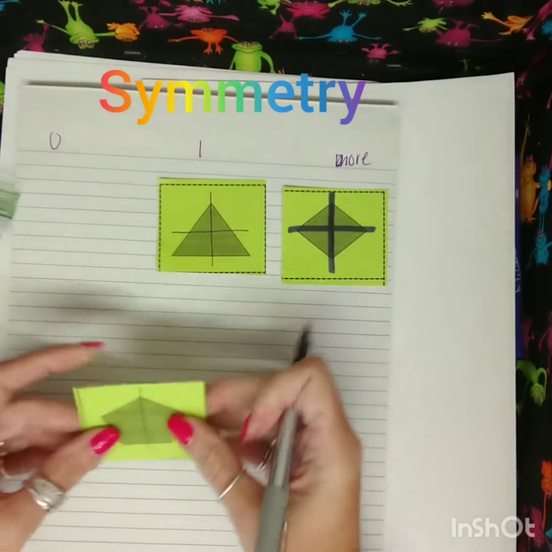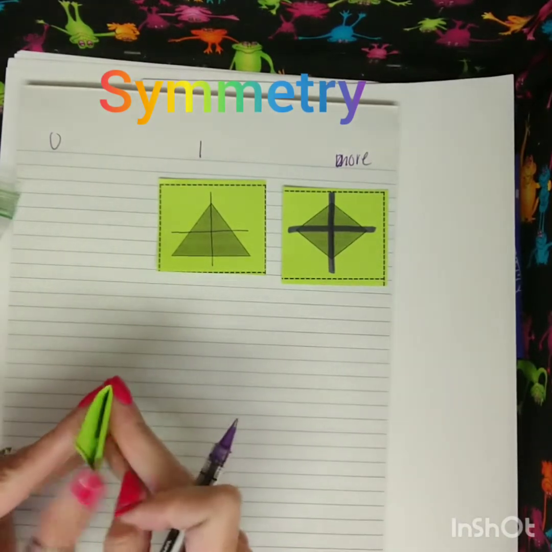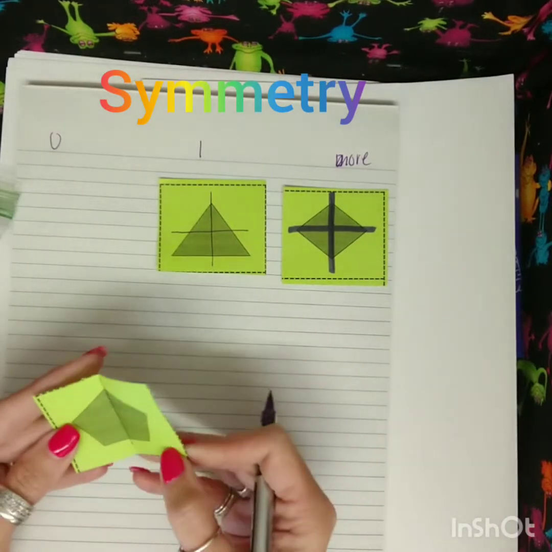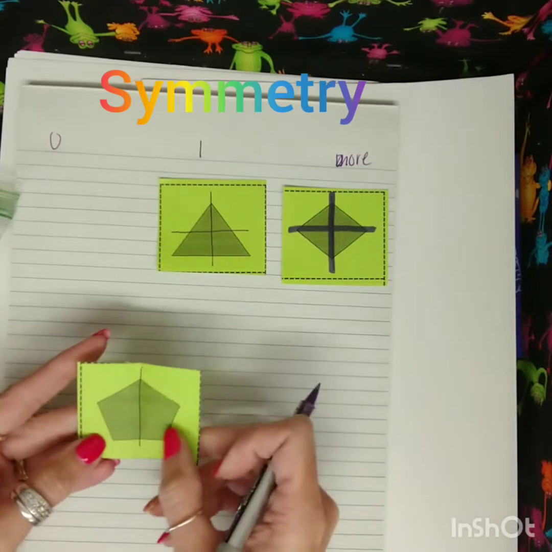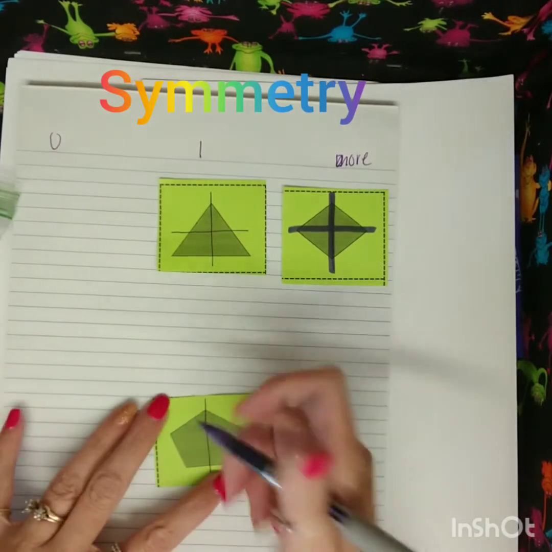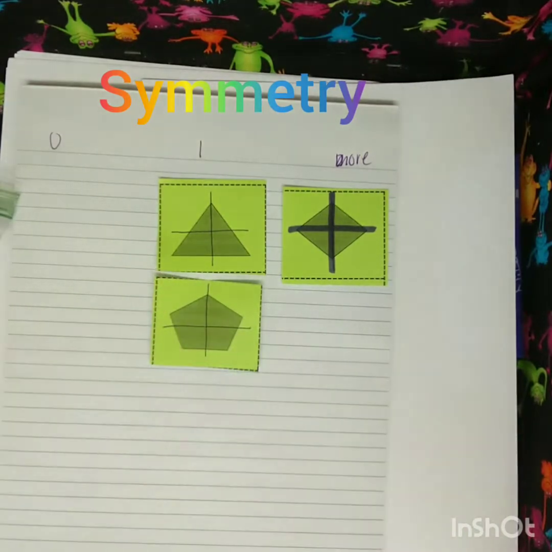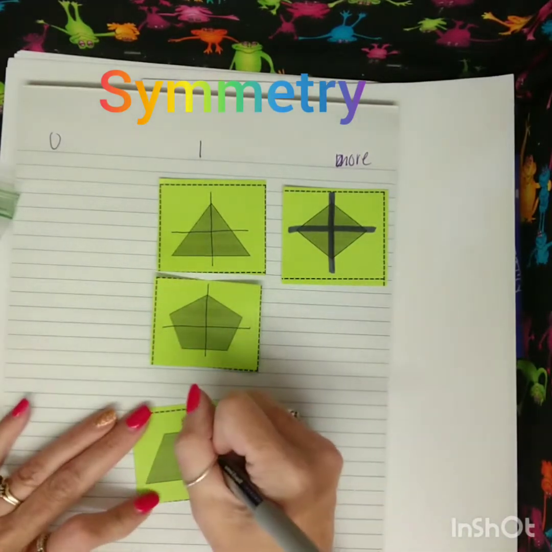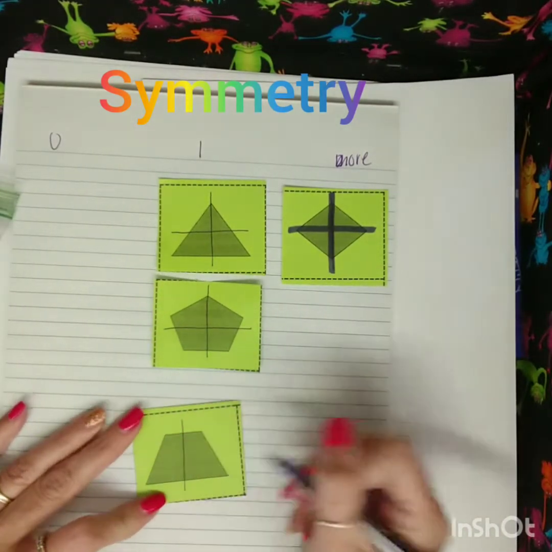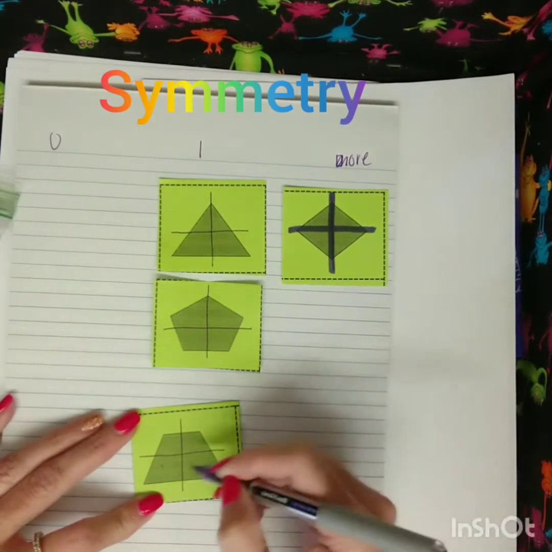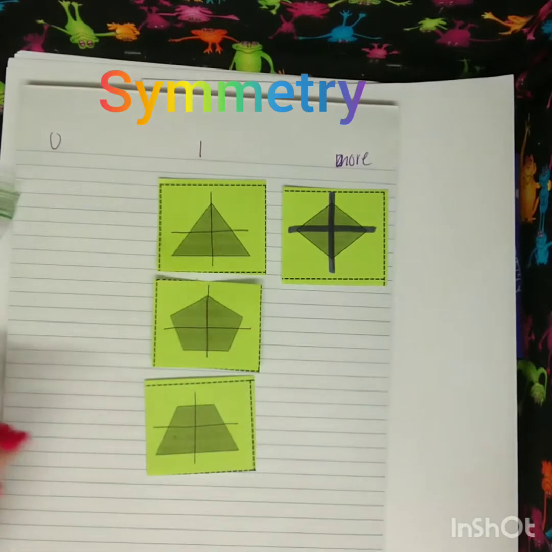If you can't tell, one good thing to do is fold it in half and see if they look exactly like each other. If I fold this in half, they do look exactly like each other, so it does have vertical symmetry. Let me do it horizontally. Does not have horizontal. This will go in 1. This shape does have vertical symmetry. Right and left look the same. Horizontal, nope, goes in 1.